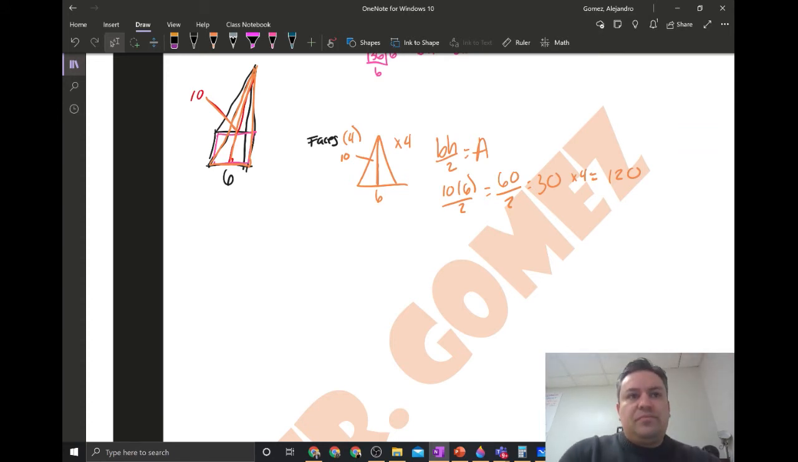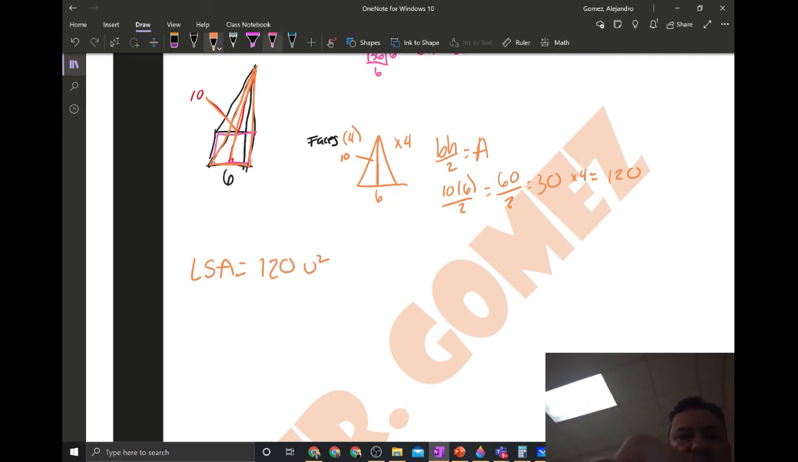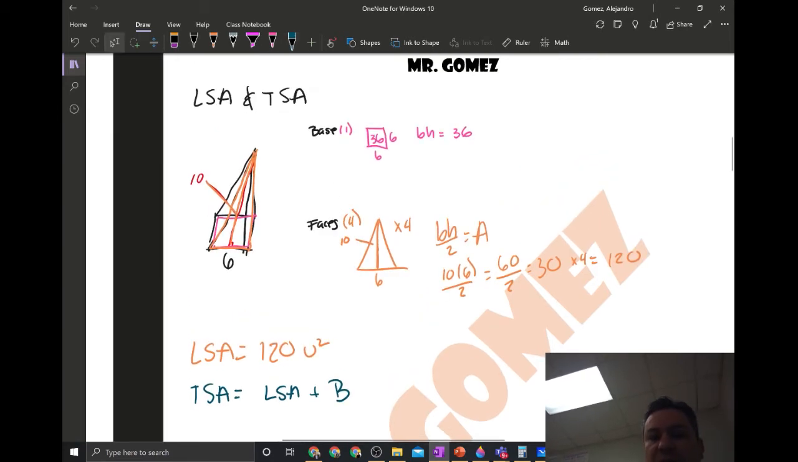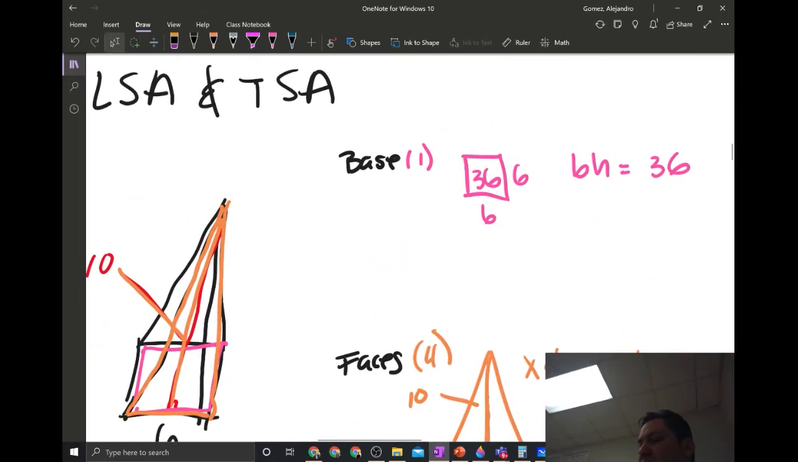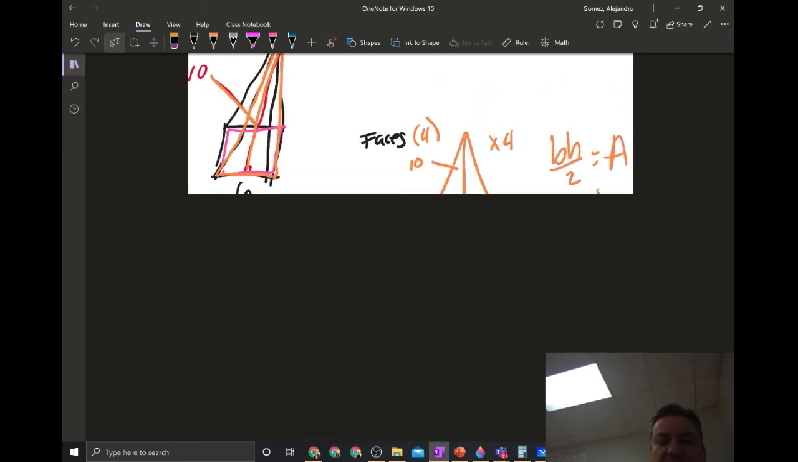Okay, so first of all, lateral surface area is going to be 120 units squared. And my total surface area is going to be my lateral surface area plus one base. Why only one? Because all pyramids only have one base. So lateral surface area I have already found.